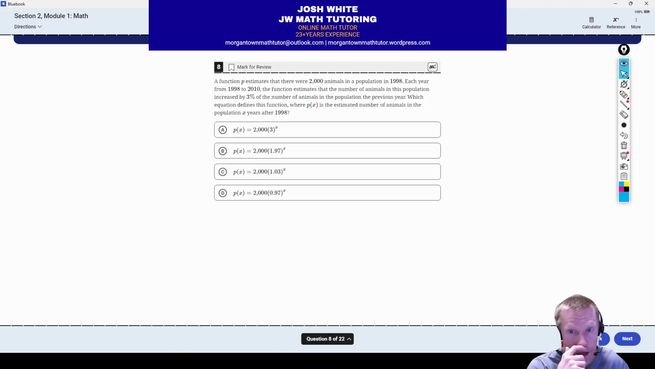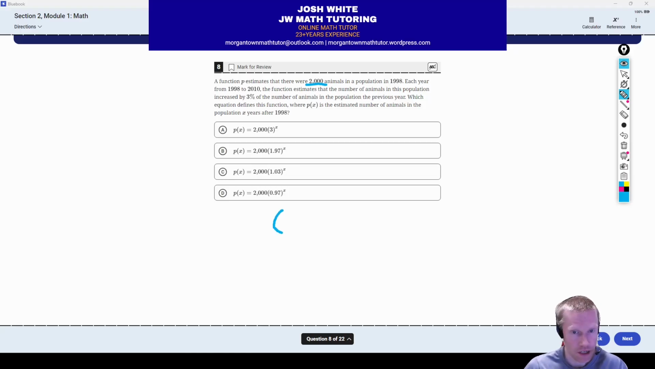We're asked about basically an exponential function where we have 2,000 animals to start with, and it's increasing 3% each year. So if you're familiar with exponential functions, hopefully you recognize that the starting amount, the 2,000, is going to go in front. Now all these answers down here have 2,000 in front, so that doesn't help us. So we have to look at the other piece of information, the increase by 3% per year.